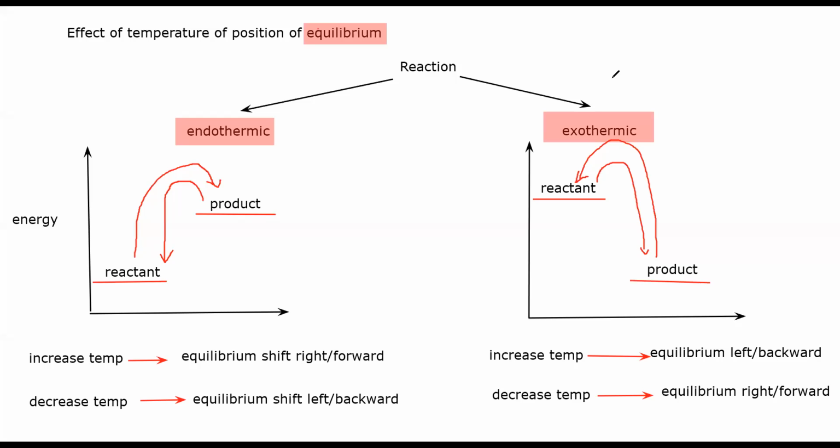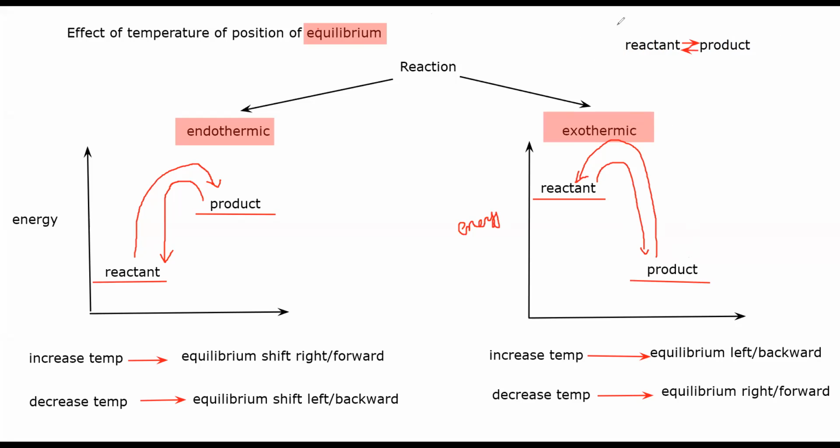For exothermic reactions, when we make an energy profile diagram, the reactants have high energy and the product has low energy. And because this reaction is reversible, you have both reactant and product existing. Which one has high energy? Reactant has high energy, whereas product has low energy for exothermic.